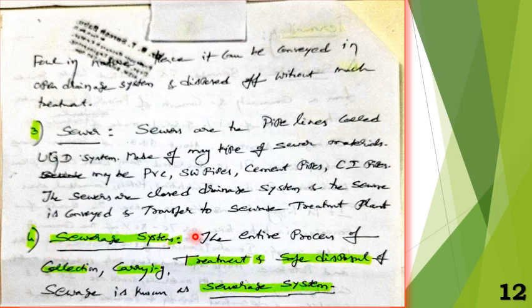And what is the continuation of this? You observe here, the entire process of collection of sewage, carrying of sewage, that is called transportation of sewage from one place to the other place, meaning to the treatment plant. Next, proper treatment and safe disposal of sewage. The sewage consists of, you know already, a lot of impurities. It is generated from our body system, or your activities. The entire process of collection, carrying, treatment and safe disposal of sewage is known as sewerage system. Wherever there is a sewerage system, that system is called UGD.